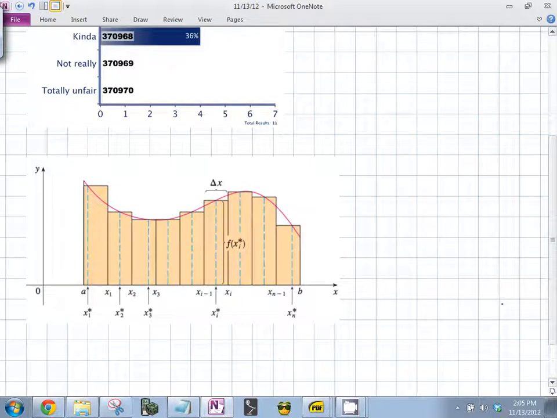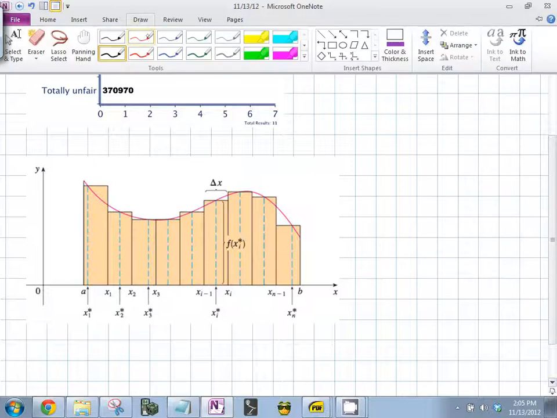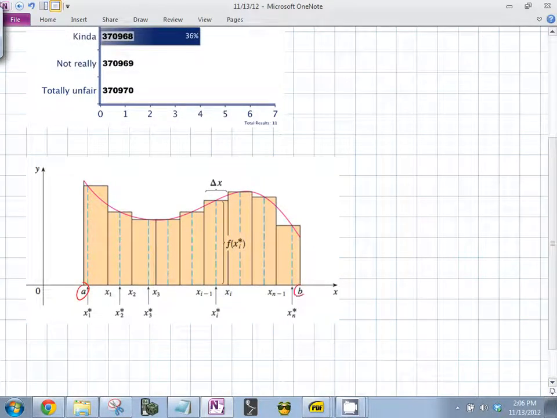Approximate area under the curve from A to B. So if you add these all up, how do you make your estimate more accurate? You take more and more divisions. This is nice and comforting because it's in 2 dimensions.